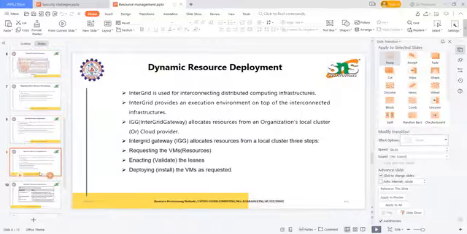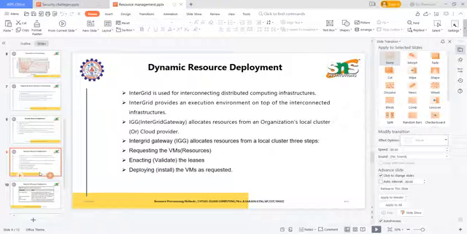The dynamic resource InterGrid is used for interconnecting distributed computing infrastructure. The InterGrid provides an execution environment. The InterGrid gateway, IGG, allocates resources from an organization's local cluster. The InterGrid gateway allocates resources from a local cluster using three steps.